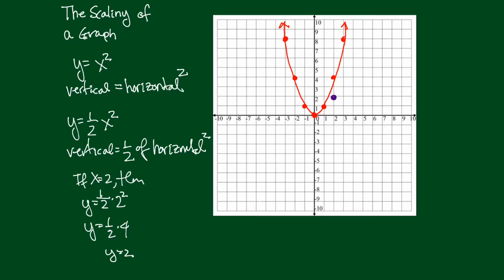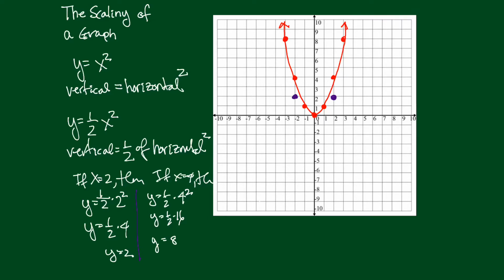Now I'm going to do the same thing if I go to -2. Go 2 to the left. So -2, that's our horizontal. I go 2 to the left, I square it, I get 4. Take half of 4, I'm at 2. So I'm going to get this point right here. Now let's see what happens out here at 4. If x equals 4, then y is equal to 1/2 of 4 squared. Y is half of 16. Y is equal to 8.